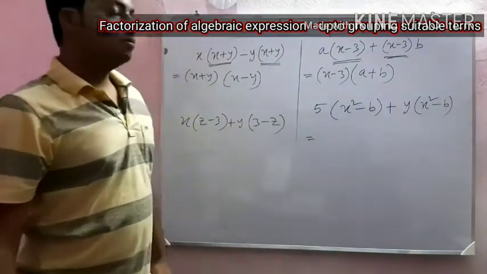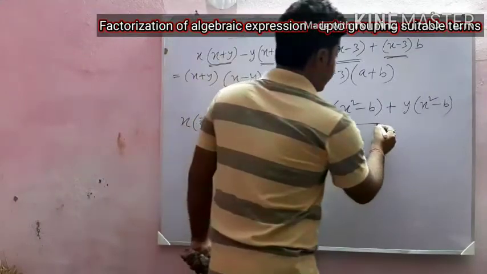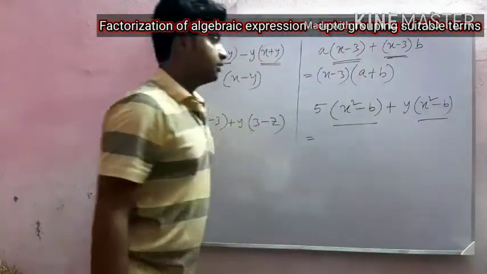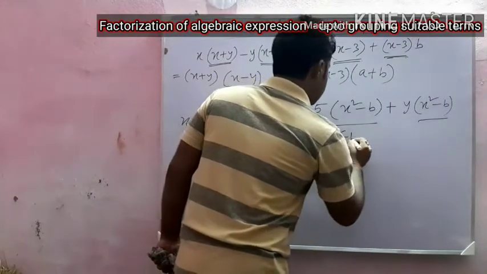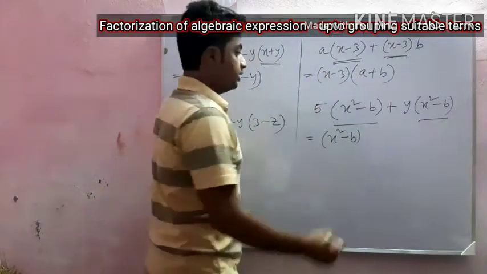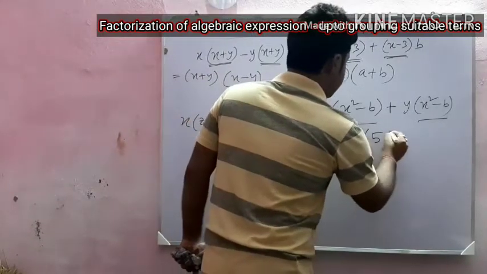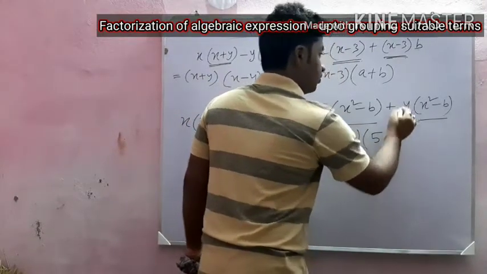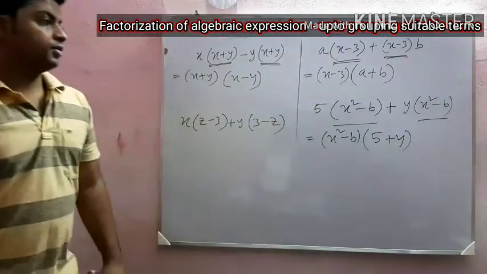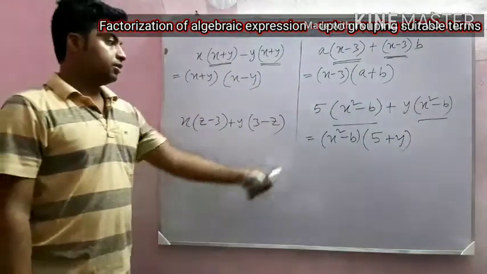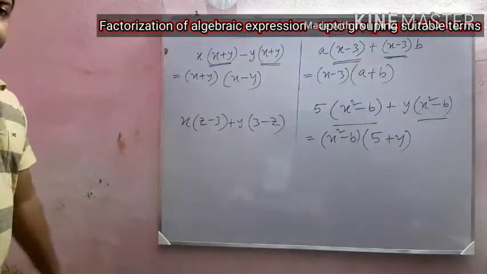For this one, what is the common term? Look, x square minus b. This is the common term. Take the common term out, and then write the remaining term here. In the first term 5, and then the remaining term in the second term, y. So it is x square minus b into 5 plus y. This is the result. Okay, understood?